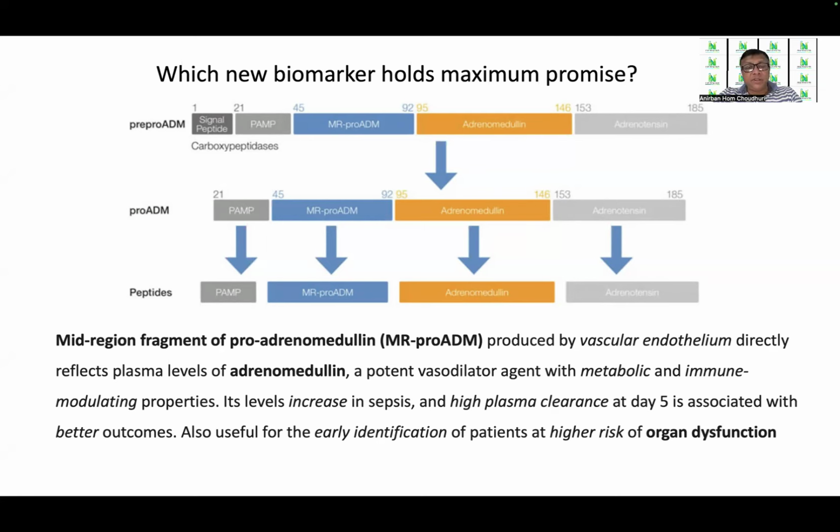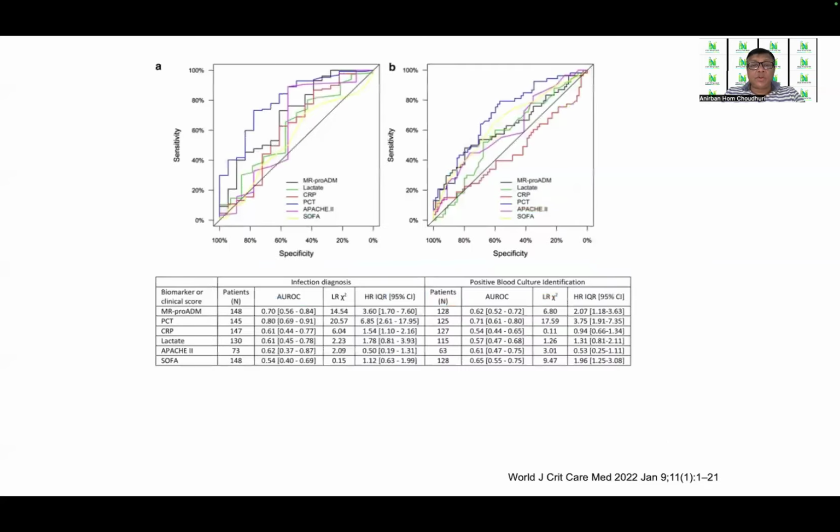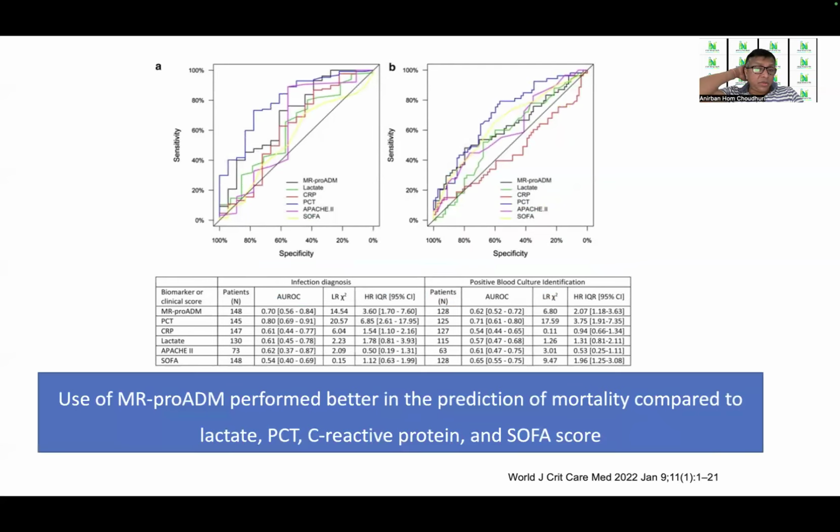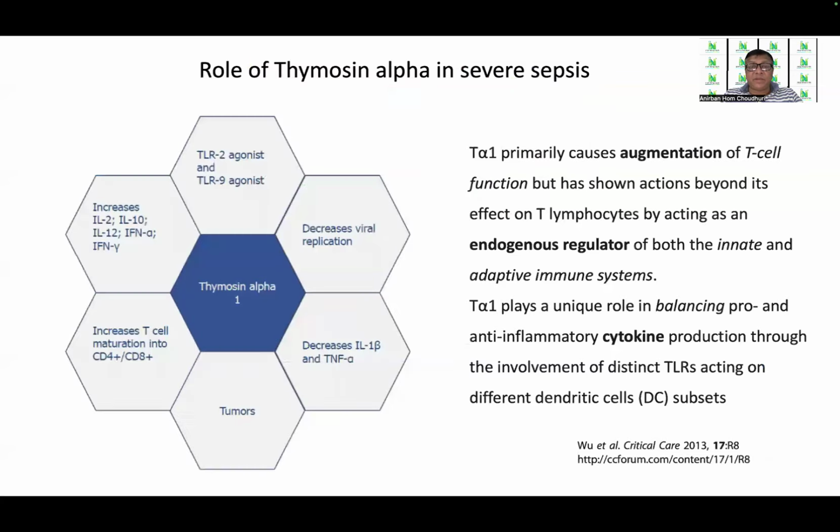So this has been tried, and found to be useful for early identification of patients who have high risk of organ dysfunction. As I said, early identification of organ dysfunction can help to tailor therapies. So this study found that this is a useful marker which performed better in the prediction of mortality, other than organ dysfunction, of course, compared to lactate, PCT, C-reactive protein, and the SOFA. So this is a useful marker which is on the anvil, and maybe in the coming days it can be very useful.